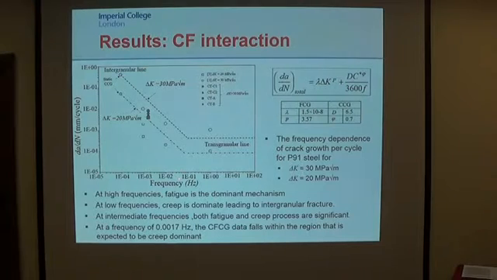So at the high frequency, the fatigue is the dominant mechanism, and the crack growth rate is insensitive to the frequency and is given by this horizontal line. And at the low frequency, the creep is dominant, leading to the intergranular fracture. At the intermediate frequency, approximately 0.1 Hz, both fatigue and creep are significant, and a mixed transgranular and intergranular fracture is expected. So at the frequency tested, 0.001 Hz here, the creep fatigue crack growth falls within the creep dominant regime.